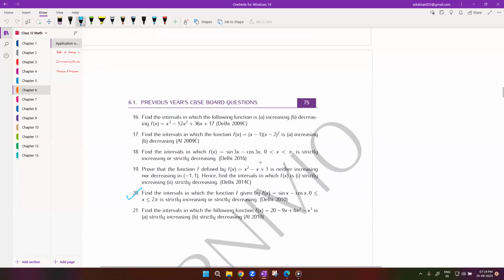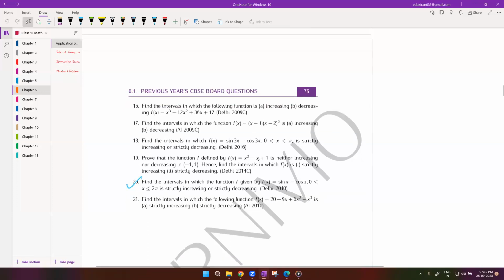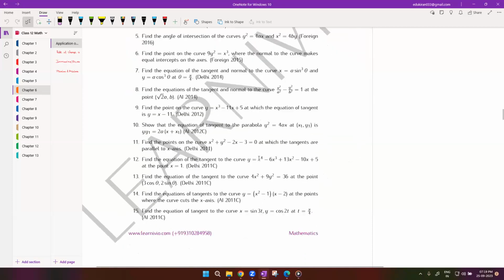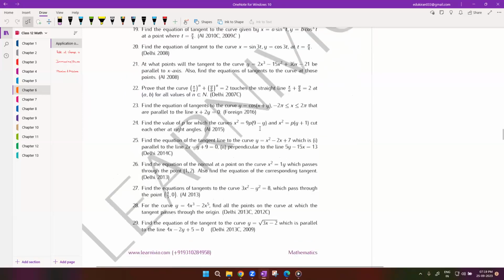Okay, let's solve the 20th. Find the intervals in which the function f given by this, and x is also given from 0 to 2 pi, is strictly increasing or strictly decreasing. Oh, no. This is the question. My bad. We have to solve maximum and minimum, no?